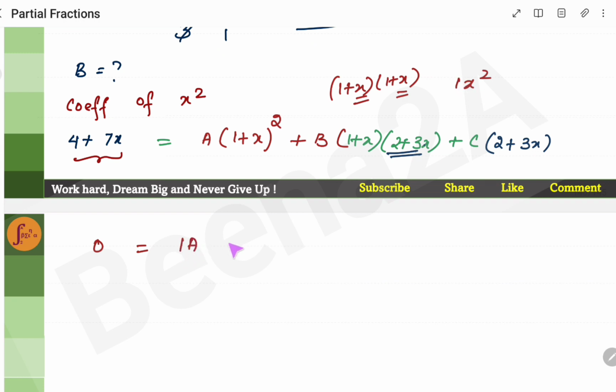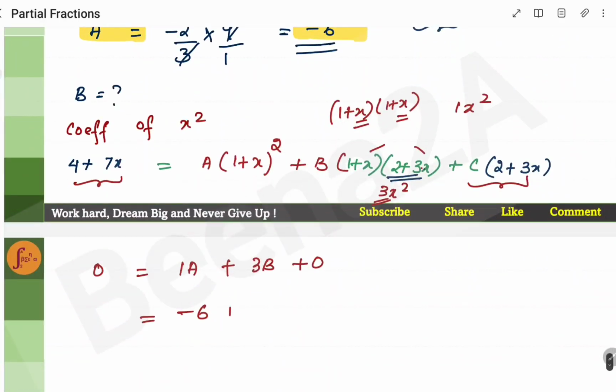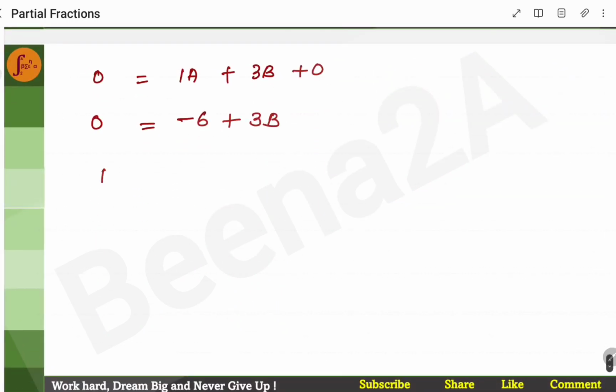So 1 into a plus here, just multiply x into x. 3x into x is 3x square. So the coefficient will be 3x square. So what is the number next to x square? 3. So 3b. Here there is no x square. So it is 0. So we got the value of a. A was minus 6. And b value we have to find. So therefore we'll get b is equal to 6 by 3. B is equal to 2. So b is equal to 2.